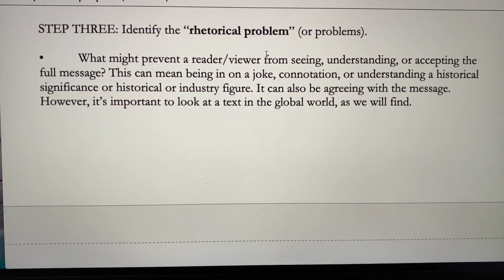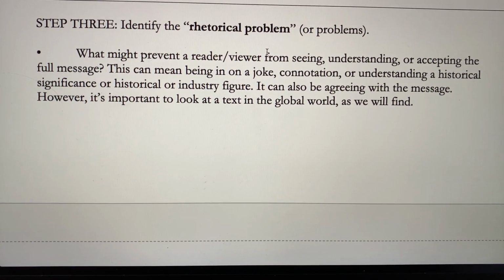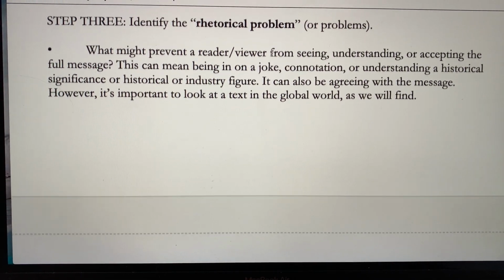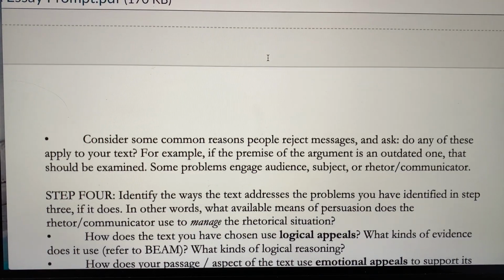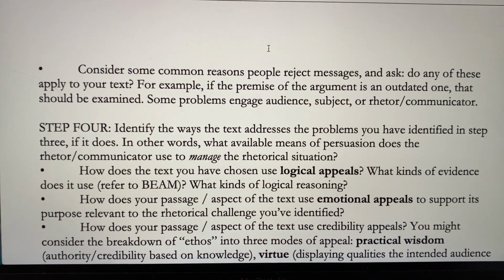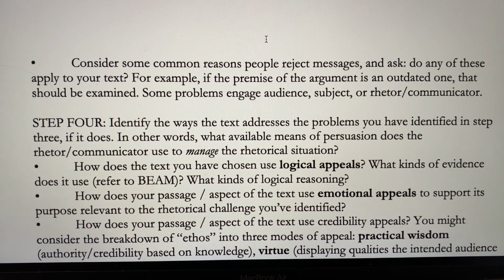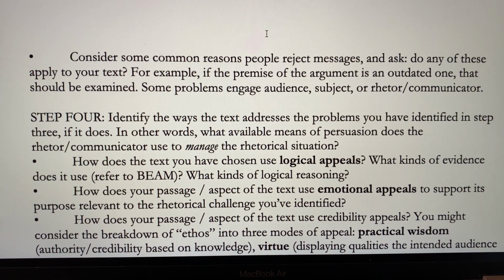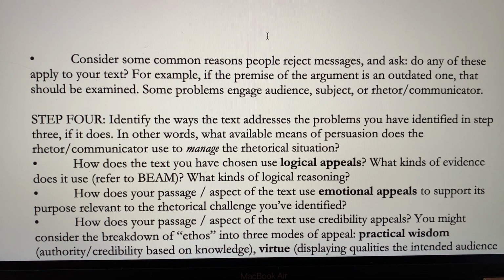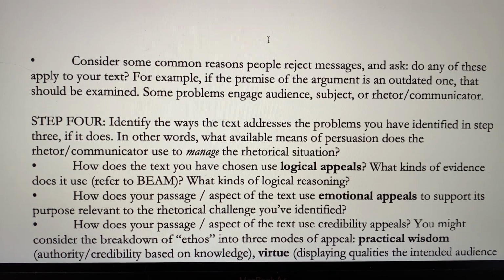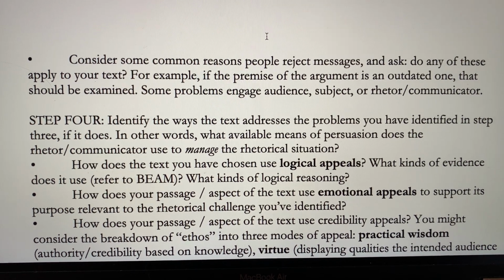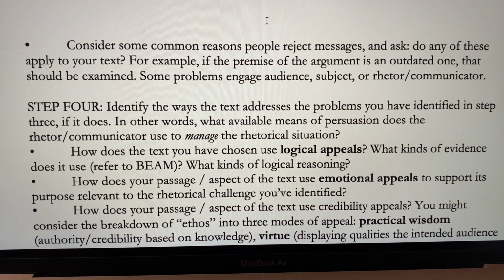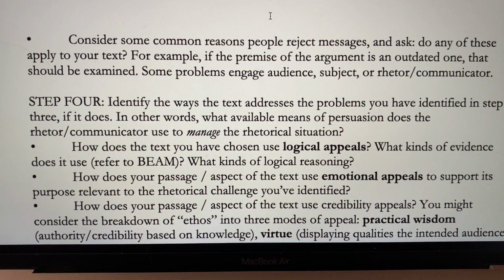So then take a look at the rhetorical problem. This is step 3. That means what might prevent somebody from believing what this person has said. Here we see, consider some common reasons that people reject the messages. Like, for example, often you'll find that the warrant of the argument or the assumptions upon which the argument is based are not something that everybody agrees with. If that's the case, then that becomes a problem.